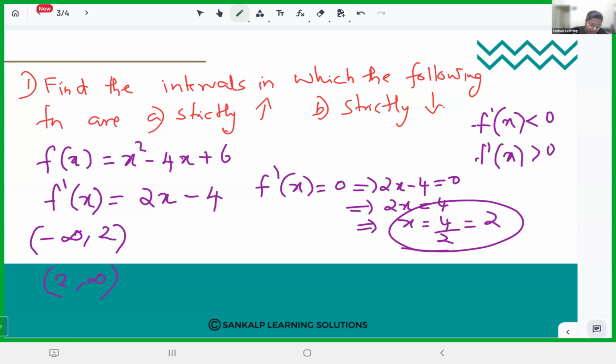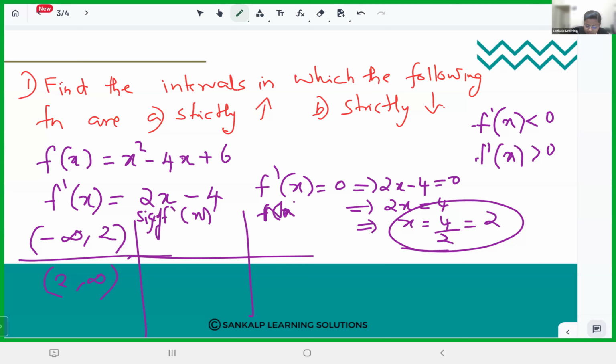Now what you have to do is that we have got the intervals. Now we have to check in these intervals what is happening to f dash of x, that means you have to evaluate the sign of f dash of x. Thus we'll understand what is happening to the function in that interval, that is the nature of the function, isn't it? We'll understand the nature of the function.